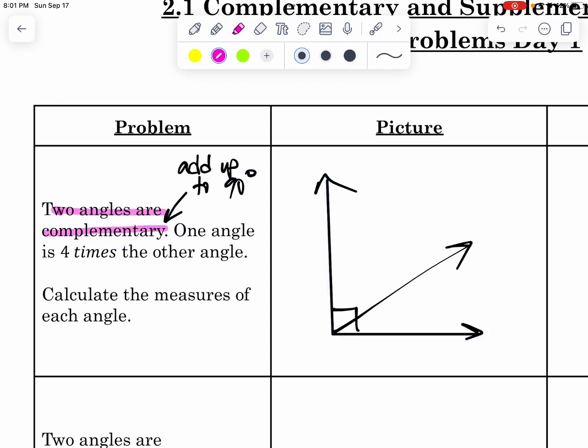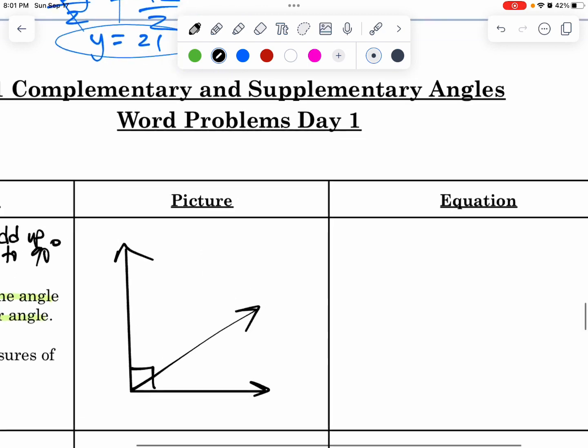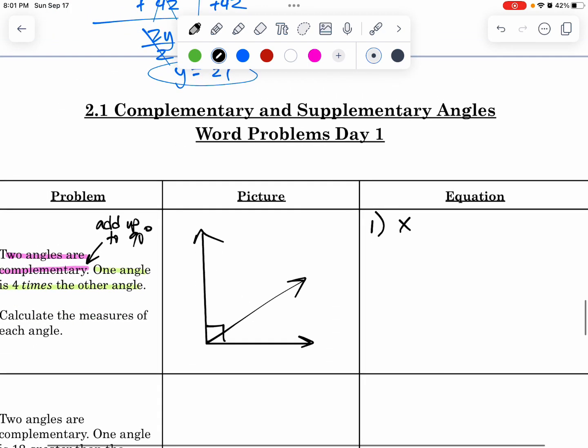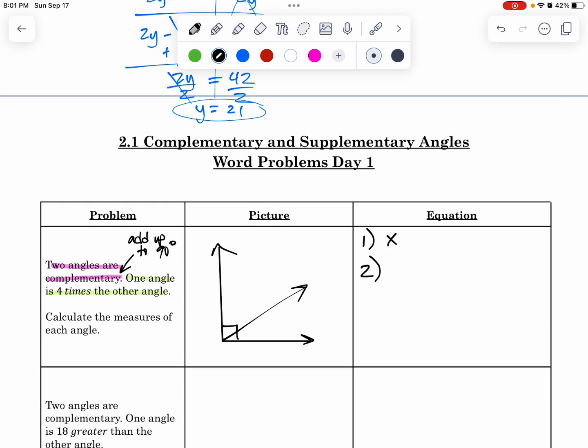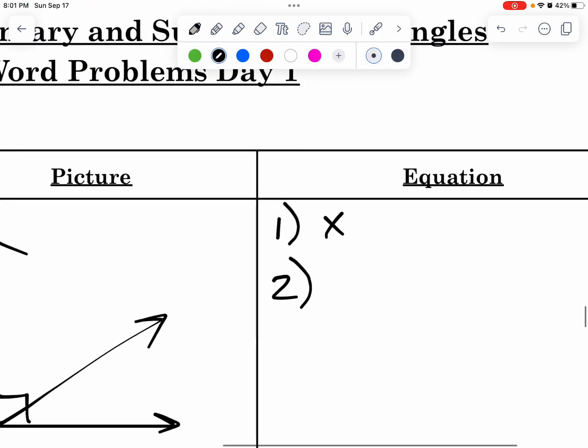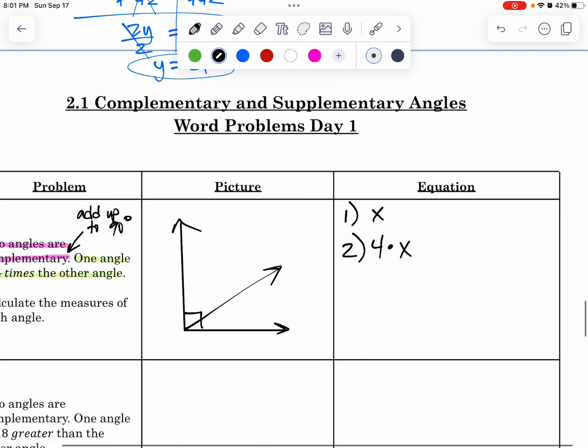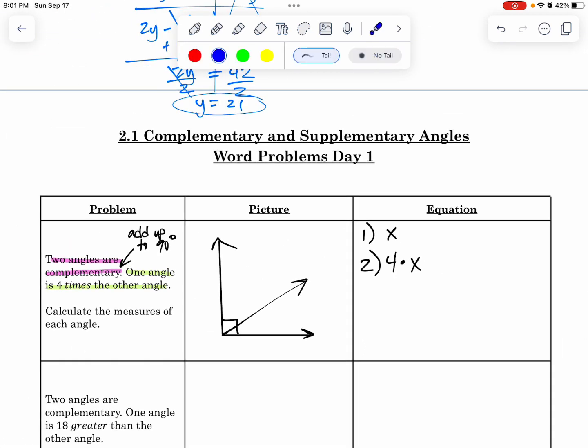Okay. Here is the tricky, confusing part. It says that one angle is 4 times the other angle. So here's what I'm going to do. I'm going to write the first angle is just x, and that's how I'm always going to start my angles. The second angle, I have to read the words really carefully, and I have to write an expression using x. How do you write 4 times the other angle? 4 times means 4 times, and the other angle is x. Okay, so those are my two different angles, and I wrote the expression.